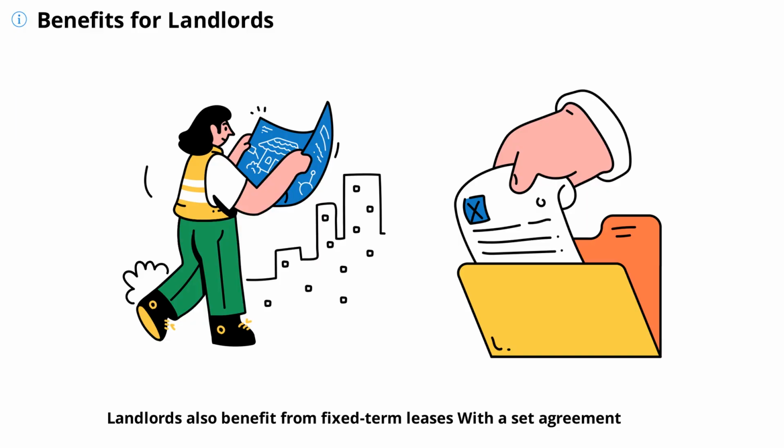Landlords also benefit from fixed-term leases. With a set agreement, they can count on steady rental income for the duration of the lease. This predictability makes it easier to plan for property expenses and reduces the risk of frequent tenant turnover. Additionally, the lease terms can help protect the property by clearly outlining tenant responsibilities and rules.